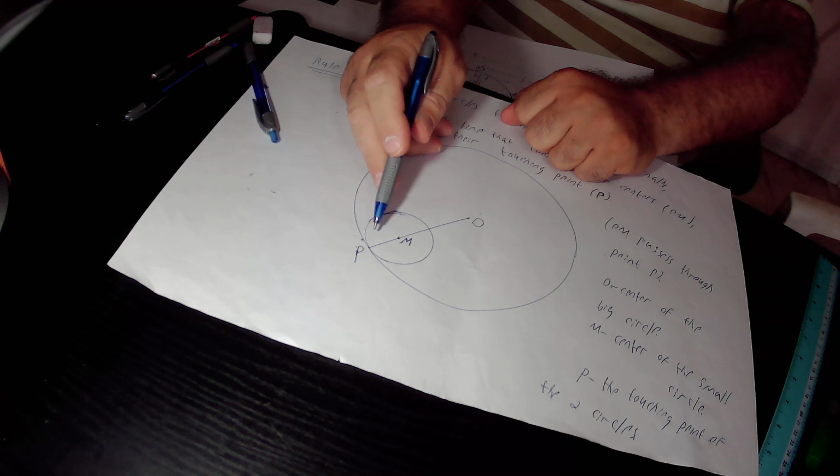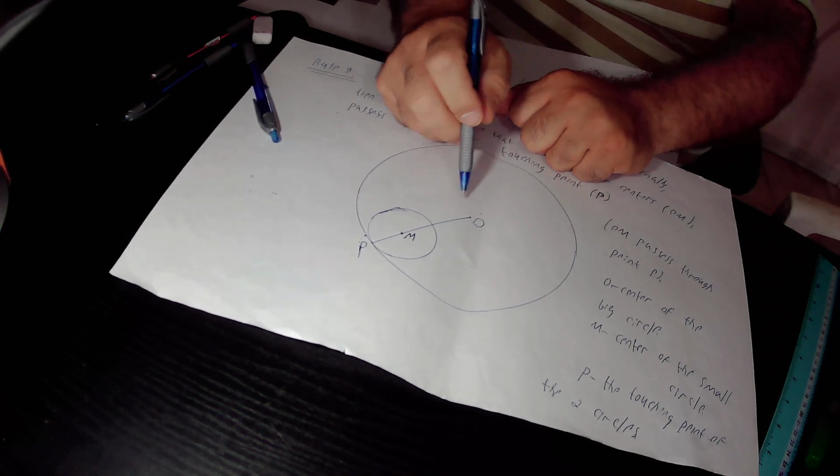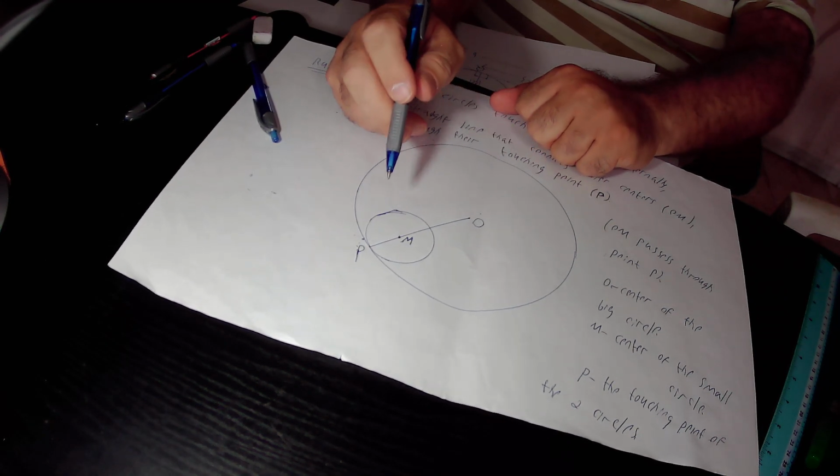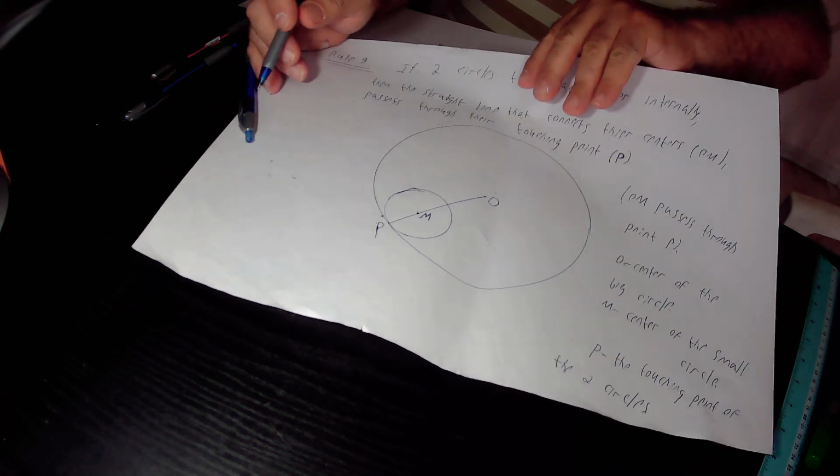O and P is one straight line. Again, according to this rule 9, O and P is one straight line. So we can actually implement rule 9 in our drawing.